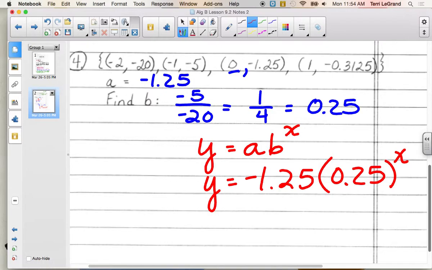Okay, so you have your exponential function, and then we're going to do some reasoning to see if we have a good answer.